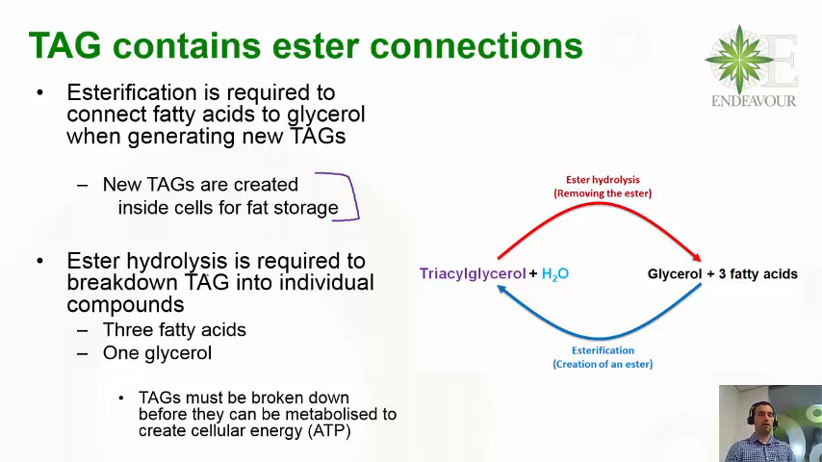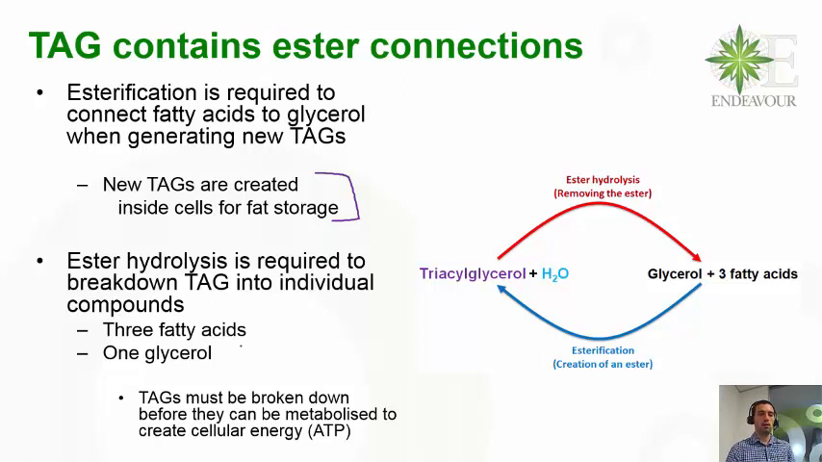So ester hydrolysis is the reverse of this process, where we can actually remove ester groups or break them down. And this will mean that the TAG will split into the individual compounds. So instead of being one complete unit, we now have 3 individual fatty acids and 1 glycerol. And this process has to occur before the triacylglycerol can be converted into cellular energy.